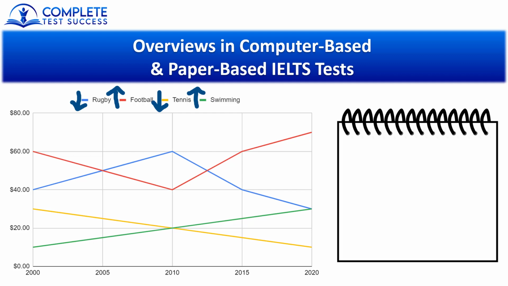So in the computer-based test, on my note paper, what I would do is draw a little line here, and this would represent the blue line, rugby. Another one for red, football. Another one for yellow, which is tennis. And another one for swimming, which is green. So there I've represented the four categories by just drawing four lines like this.